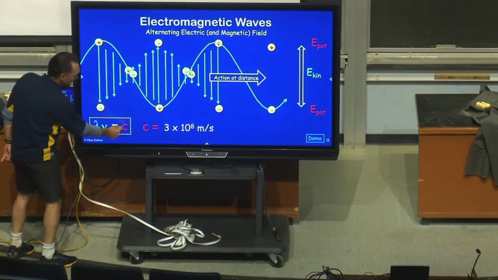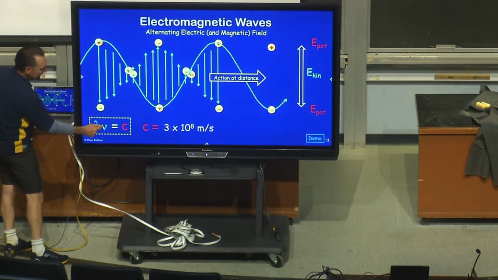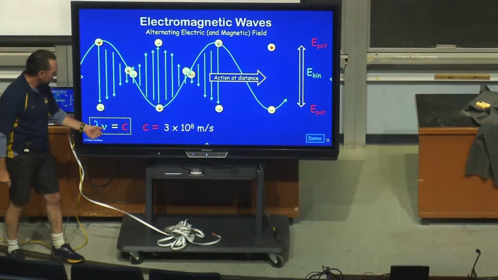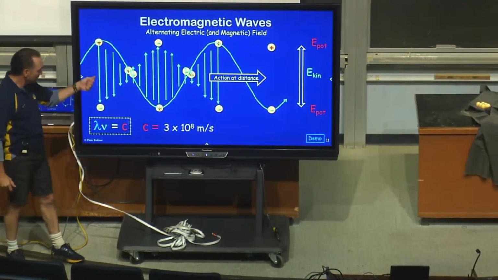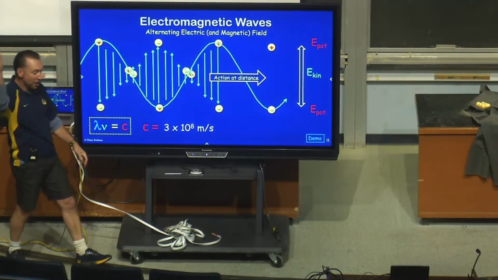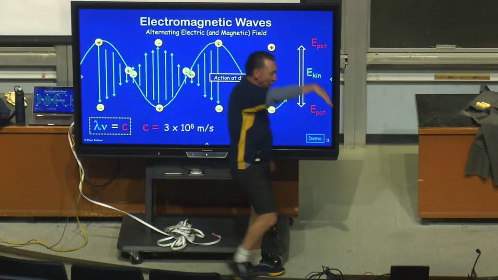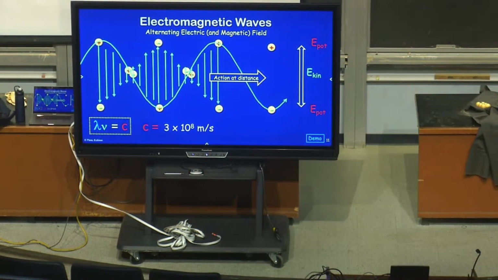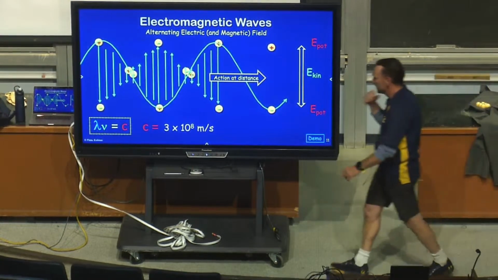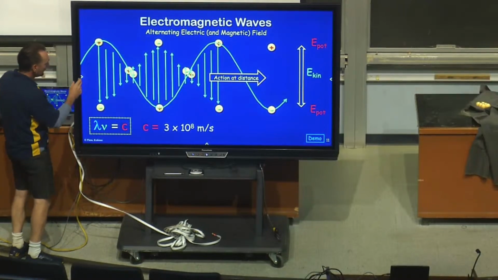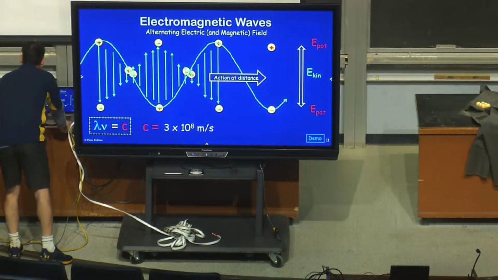If c is a constant, then indeed the product of the wavelength and the frequency is a constant. If wavelength goes up, frequency has to go down. So long wavelengths have low frequencies, and short wavelengths have high frequencies. And we've seen that intuitively in the waves that we can detect.